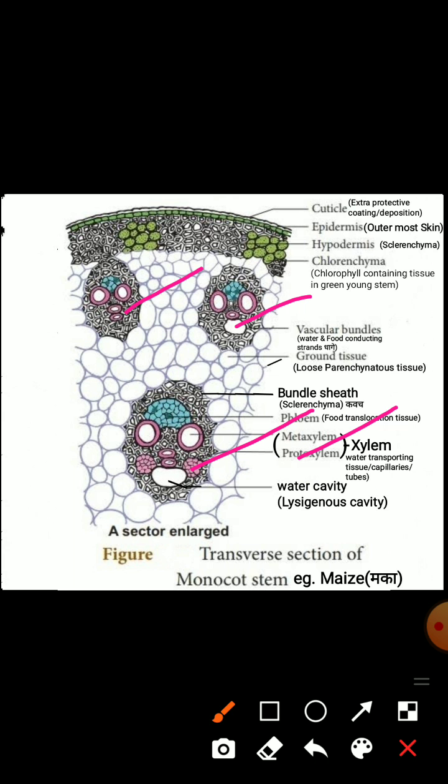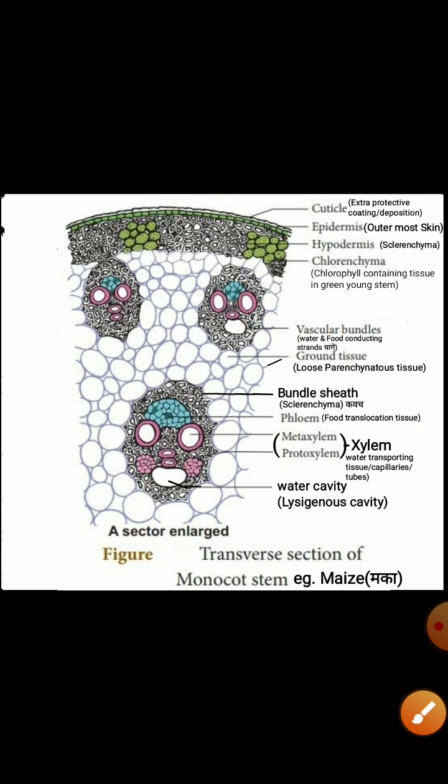When the protoxylem elements get broken, an empty space, a cavity, a duct is formed. This empty cavity thus formed stores the water, so it is called the water cavity. And as it is formed by the breaking, lysis, of the protoxylem elements, we call it the lysigenous cavity. This is present toward the lower side of the vascular bundles. So this is how the vascular bundles of monocot are very characteristic.